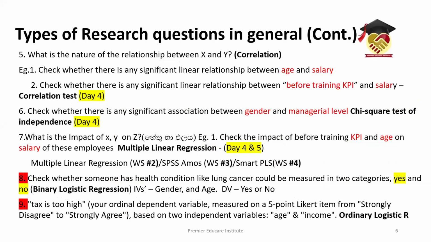So these are the 2 relationships. For that, you have to use the correlation analysis. So very, very easy, right? So the next one, number 6, chi-square test. Chi-square test means both sides are categorical.